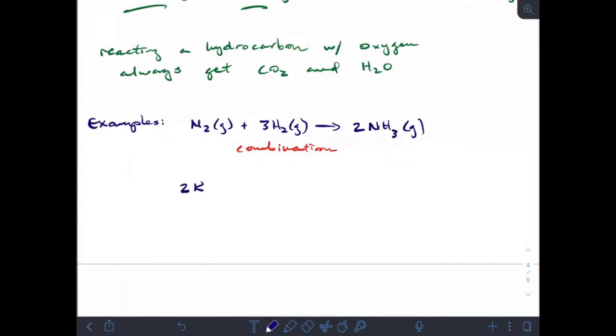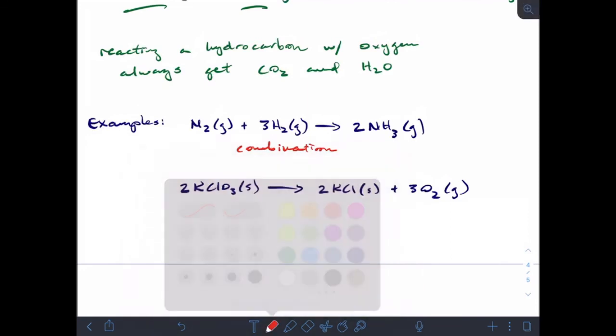Next, 2 potassium chlorate, solid, becoming 2 potassium chloride, solids, plus oxygen. We get something that breaks apart into more than one thing, or breaks down, or decomposes.